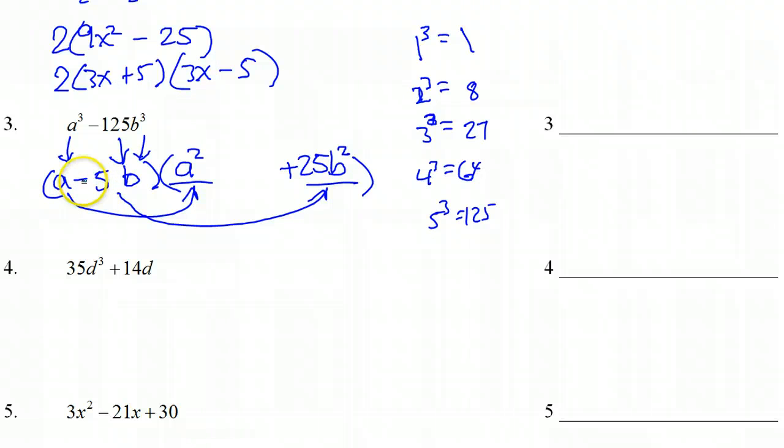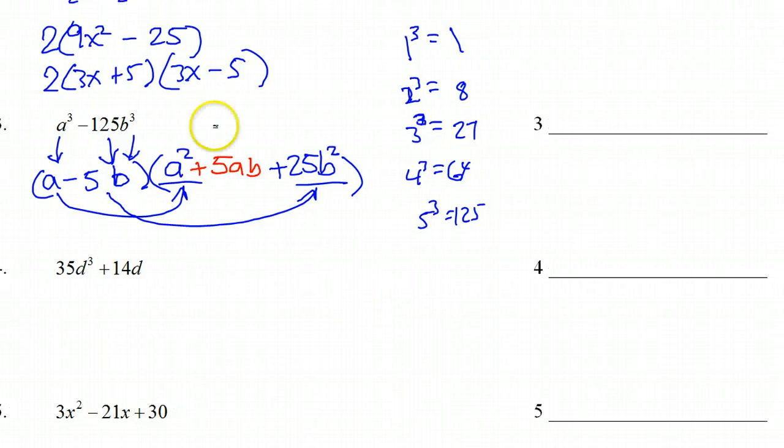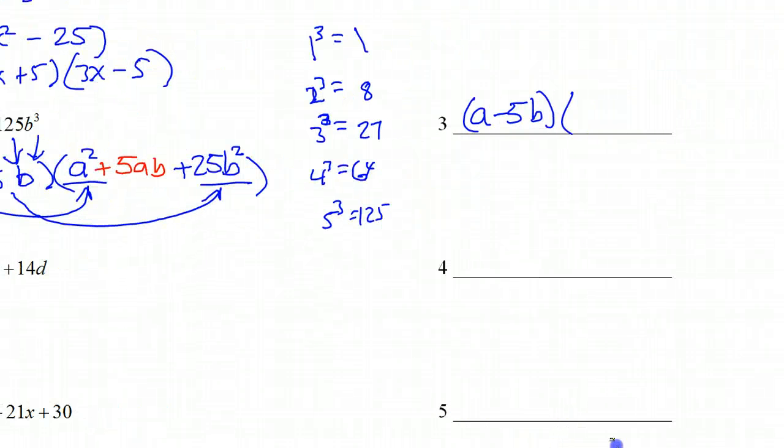But it'll be the opposite sign. So since this is negative, then we'll put positive. Okay? But then we'll just multiply a times 5b. So that just makes 5ab. So that's the answer. Alright, so that's why the answer is a minus 5b times the rest of it, a squared plus 5ab plus 25b squared.